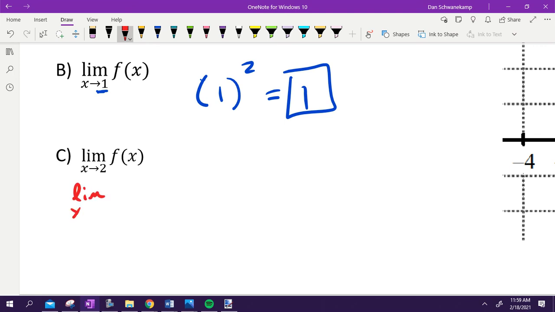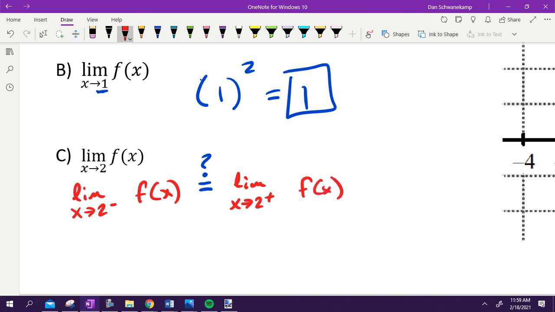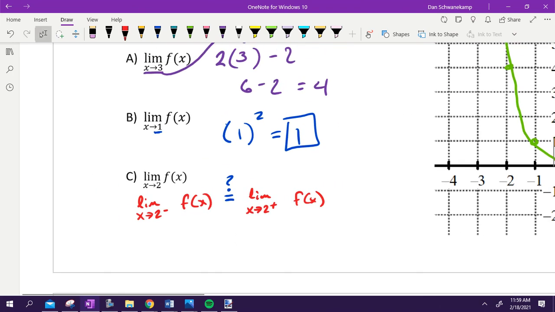You're going to write the limit as x approaches 2 with the little left-hand sign, the little minus sign, of f of x. And our job is to decide, and I kind of made this symbol up, but I think it's helpful, is it equal to, it's a question, the limit as x approaches 2 from the right-hand side of f of x? That's what we need to decide. That's how we decide if there's a limit. If they're both equal to each other, then we know what that limit is. If they're not equal to each other, then the limit's going to be d and e.